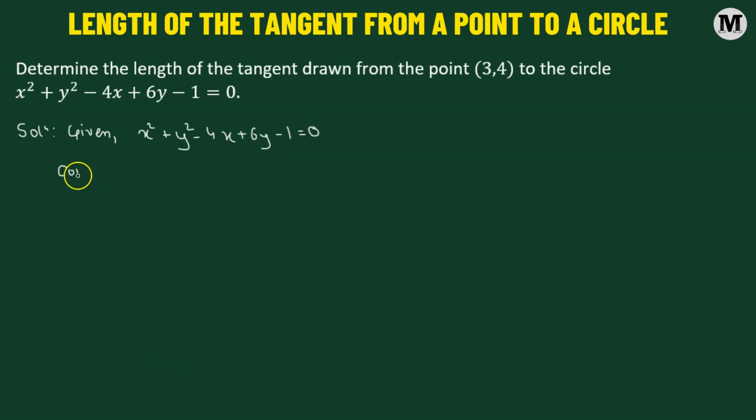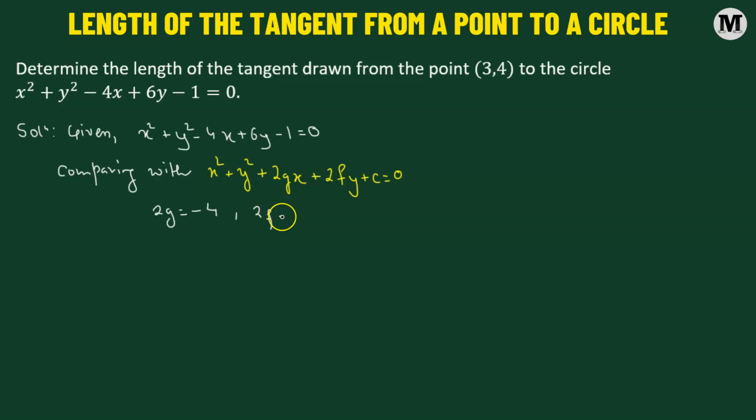We're going to compare this with the general equation of a circle. The general equation of a circle is given by x squared plus y squared plus 2gx plus 2fy plus c equals 0. So we get the value of 2g equals negative 4. The value of 2f will be equal to 6 and the value of c will be equal to negative 1, which means that g comes out to be negative 2, and f will be equal to 3.